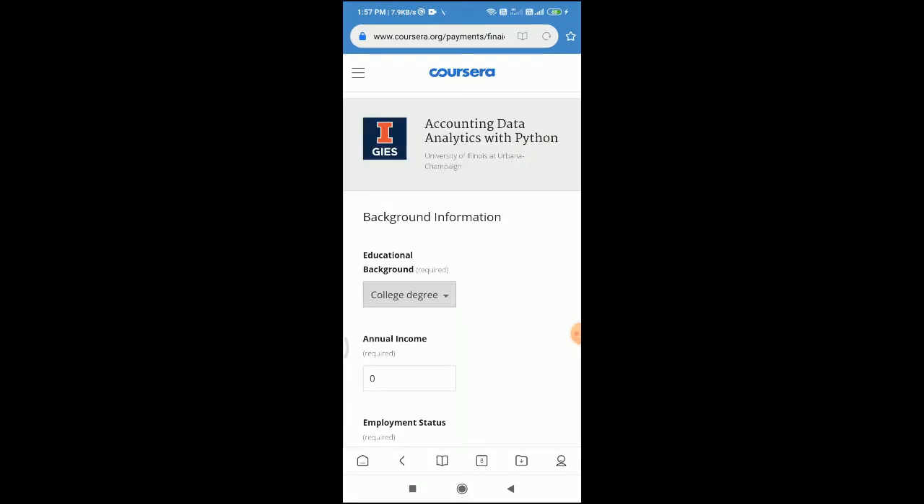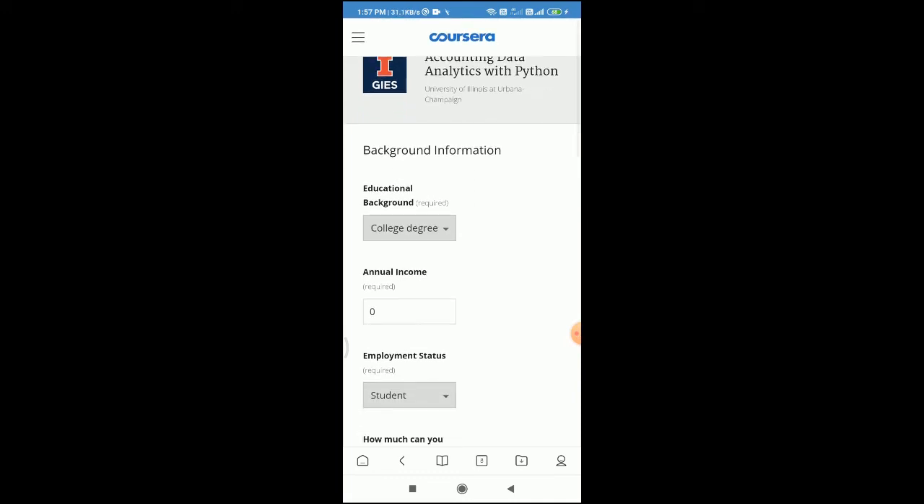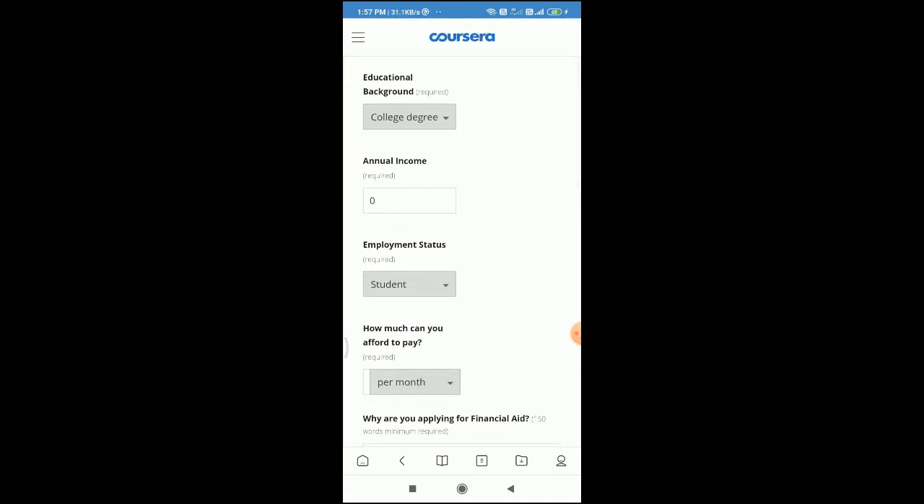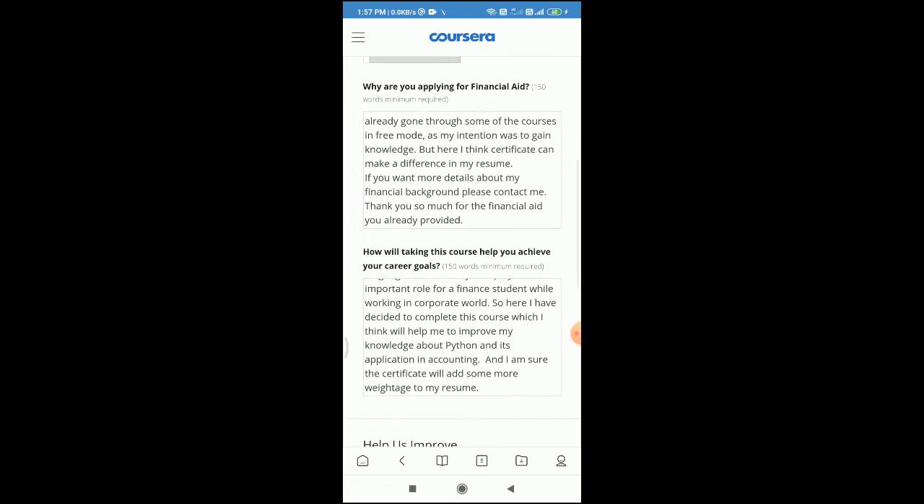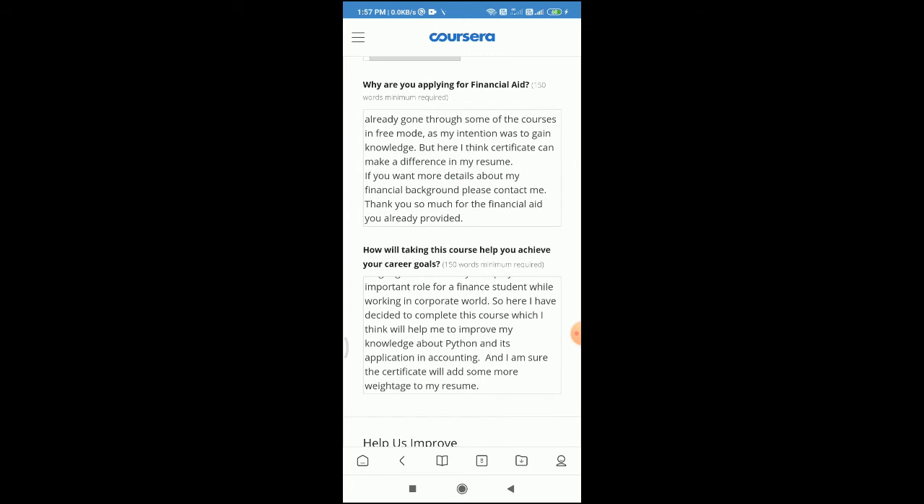This is the next page. The first four questions are easy to answer: educational background, annual income, employment status, and how much you can afford to pay. Then these are the two questions, and I think these are important. First question, why are you applying for the financial aid? And another one, how will taking this course help you achieve your career goals?